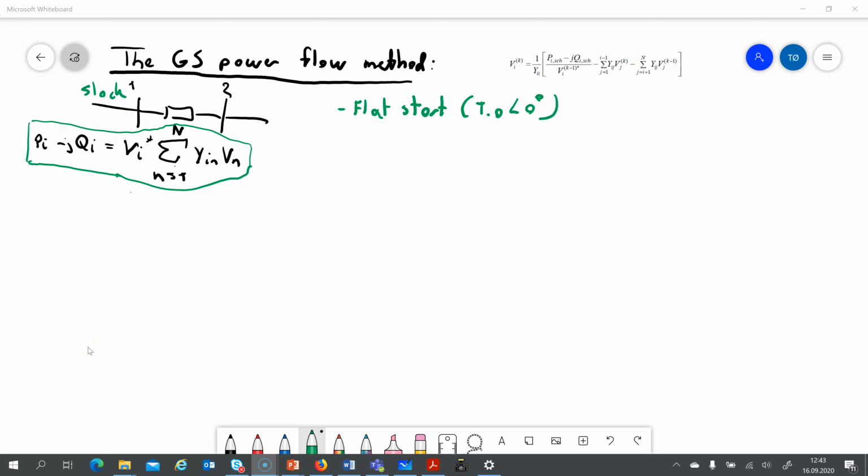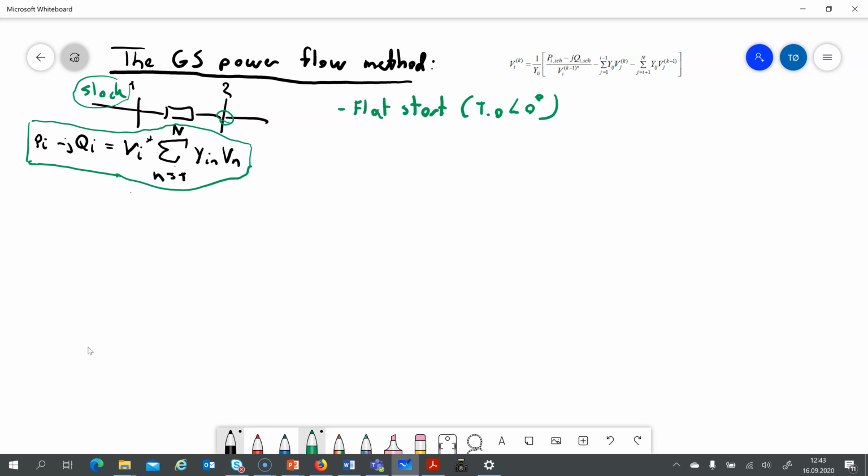So we will now start on the Gauss-Seidel power flow method, the first way to solve the power flow equations. We will go straight very fast into an example. Here you can see a two-bus system, and we can call bus 1 a slack bus. That means that we want to calculate at bus 2 now in this case.